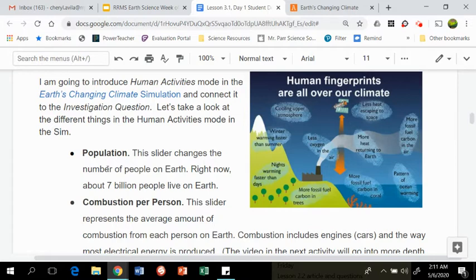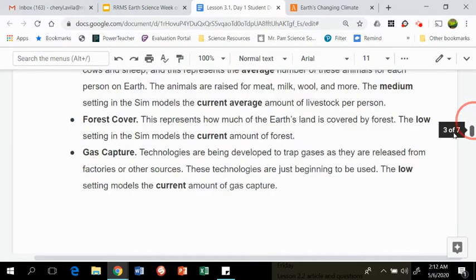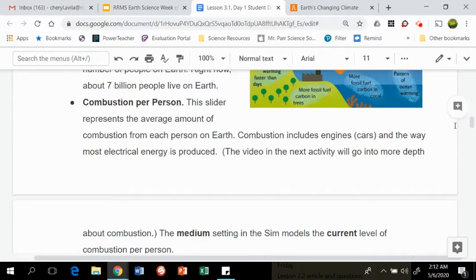Population. This slider changes the number of people on Earth. Right now, there are about 7 billion people living on Earth. Combustion per person. This slider represents the average amount of combustion from each person on Earth. Combustion includes engines, which can come from cars, buses, anything like that, and the way most electrical energy is produced. The video in the next activity will go into more depth about combustion. The medium setting in the sim models the current level of combustion so far.